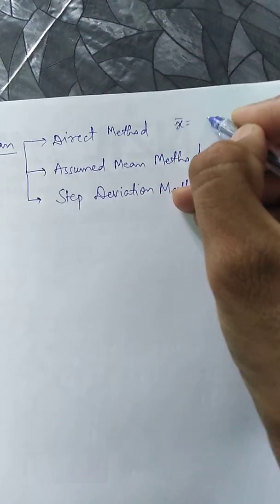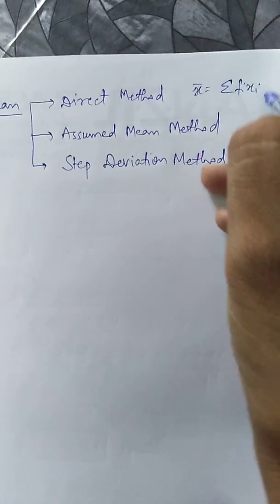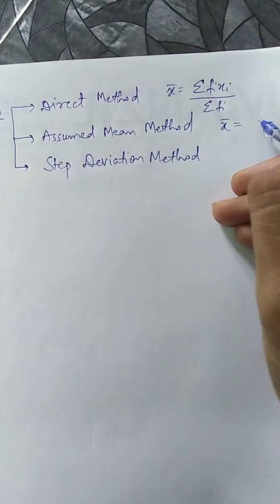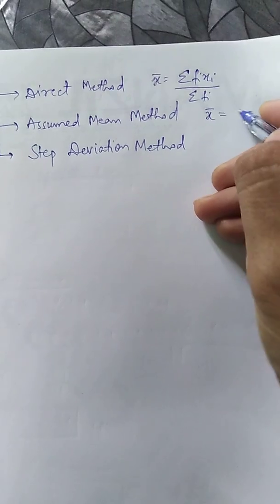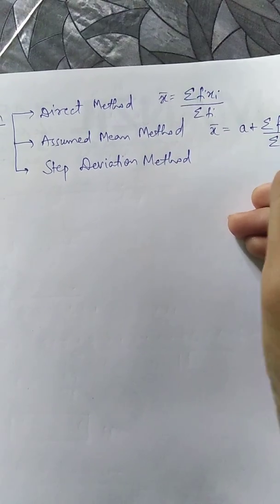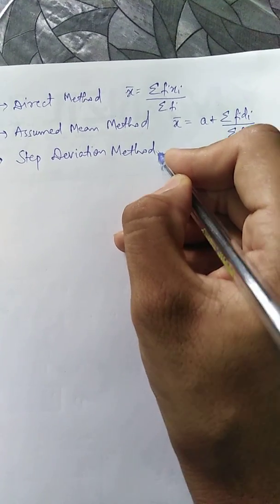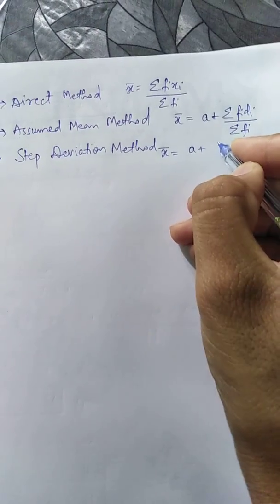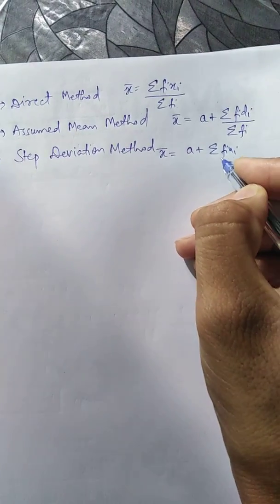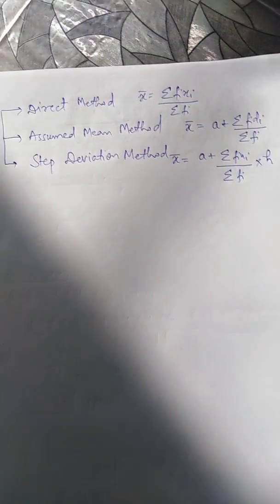For direct method, as I have told you, the formula is the same. Mean is equal to sigma fi xi upon sigma fi. For assumed mean method, mean is equal to a plus sigma fi di upon sigma fi. For step deviation method, mean is equal to a plus sigma fi ui upon sigma fi, into h.